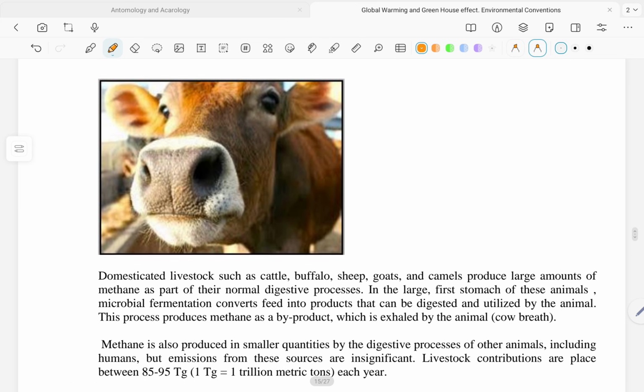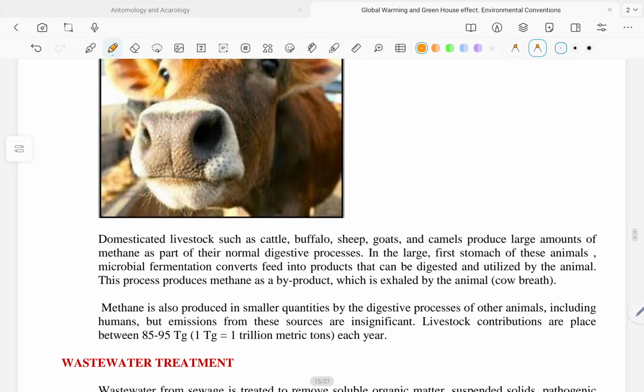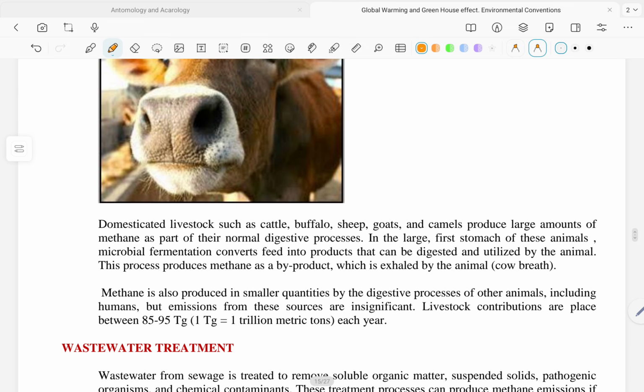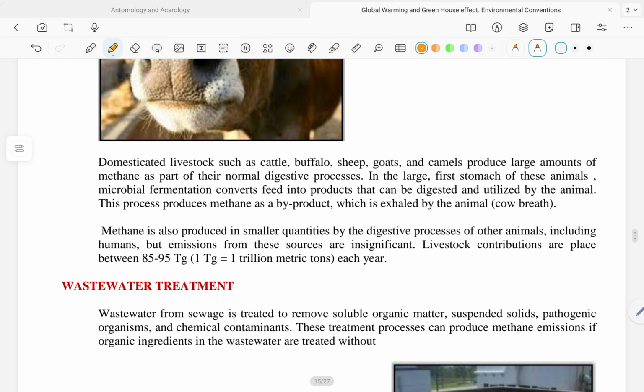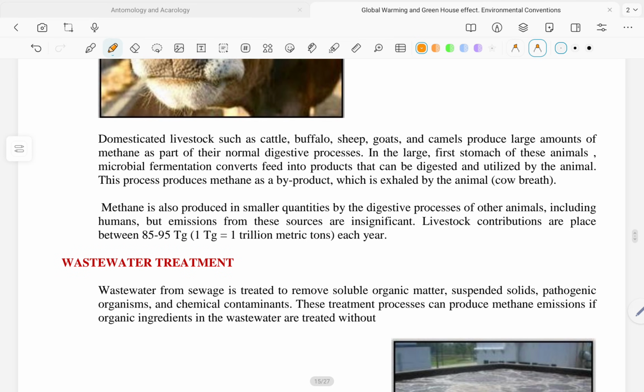Livestock. Domesticated livestock such as cattle, buffalo, sheep, goats, and camels produce large amounts of methane as part of their normal digestive process. In the large first stomach of these animals, microbial fermentation converts feed into products that can be digested and utilized by the animal. The process produces methane as a byproduct, which is exhaled by the animal. Methane is also produced in smaller quantities by the digestive processes of other animals, including humans, but emissions from these sources are insignificant. Livestock contributions are between 85 to 95 Tg. 1 Tg is 1 trillion metric tons each year.